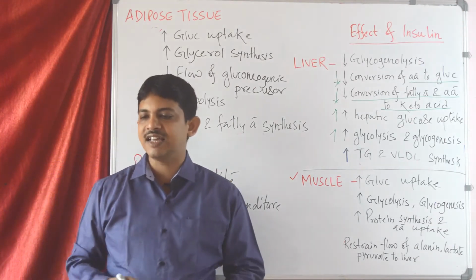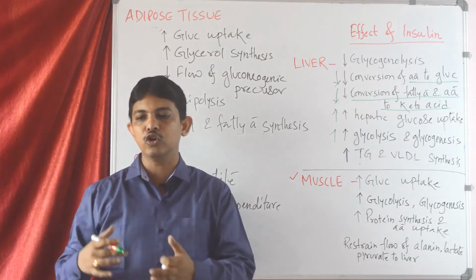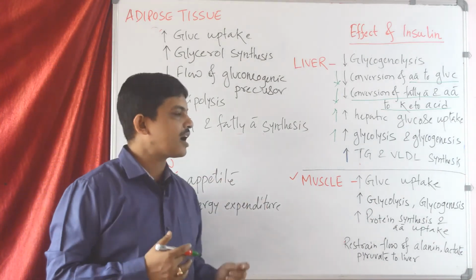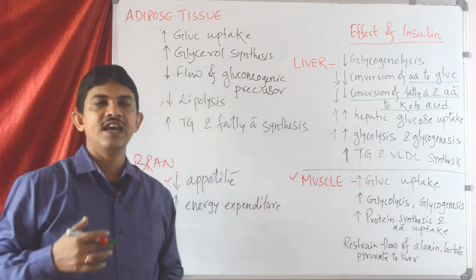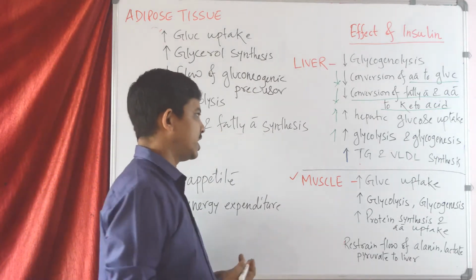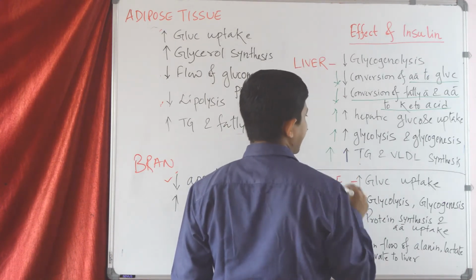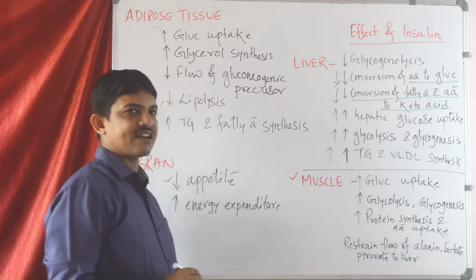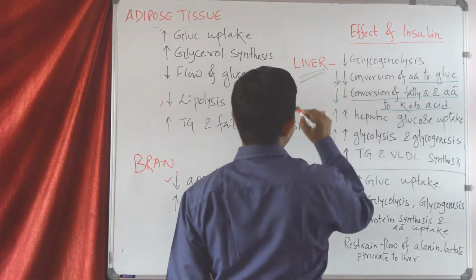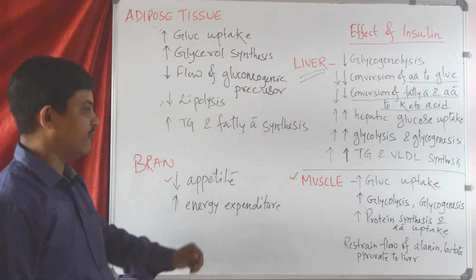Now glycolysis is a metabolic pathway which converts glucose to pyruvate and hydrogen ion, whereas glycogenesis is the synthesis of glycogen. So it is promoted in the liver. Then triglyceride and VLDL synthesis is also enhanced in the liver. So these are the major effects of insulin in the liver.